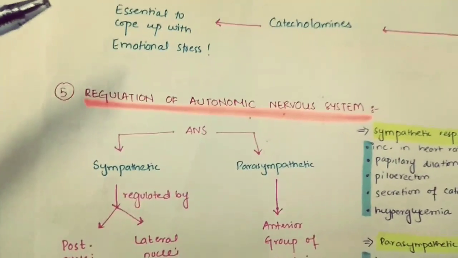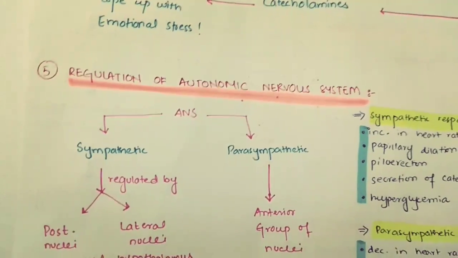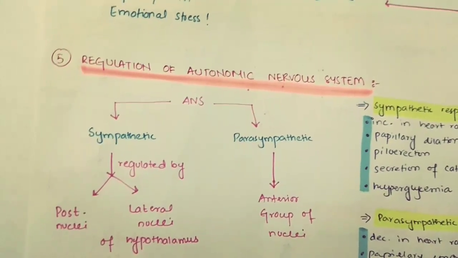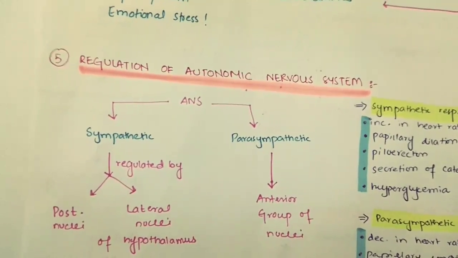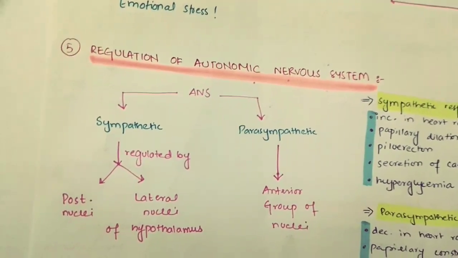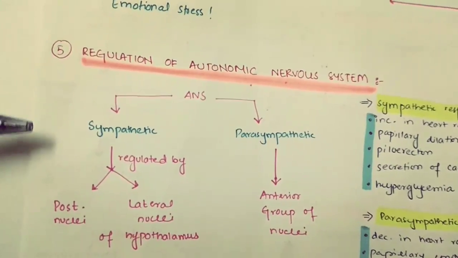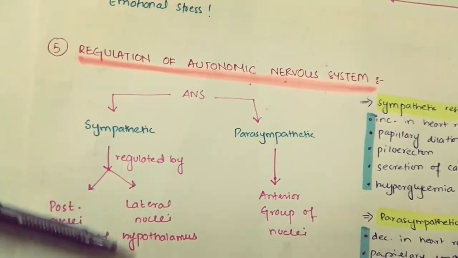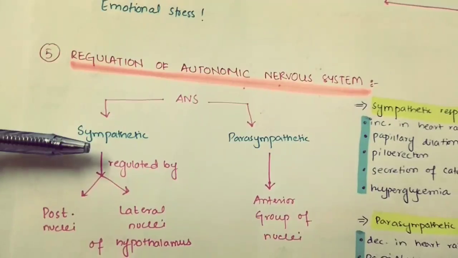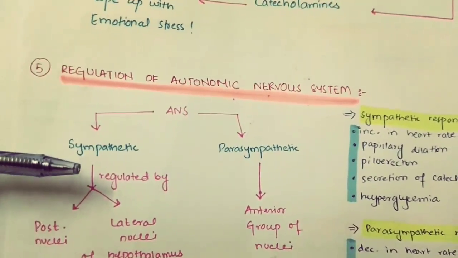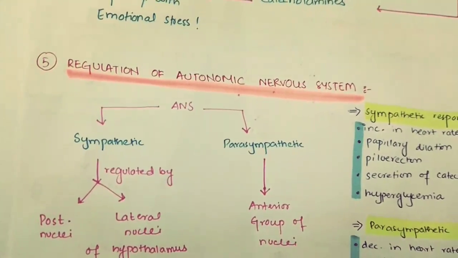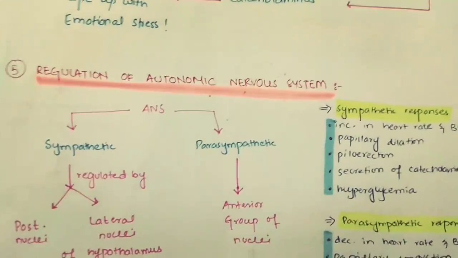Now the fifth function is regulation of the autonomic nervous system. As we know, the autonomic nervous system is divided into sympathetic and parasympathetic divisions. So the posterior nuclei and the lateral nuclei of the hypothalamus regulate the sympathetic division, and the parasympathetic division is regulated by the anterior group of nuclei.